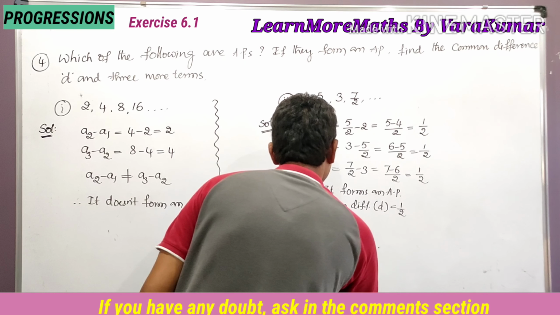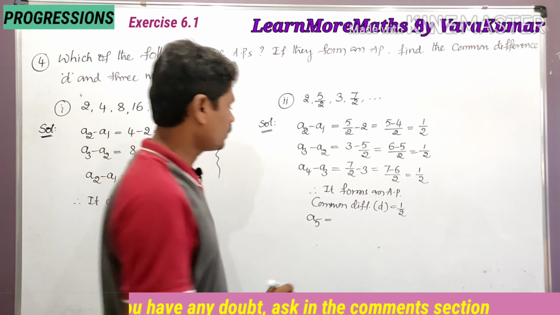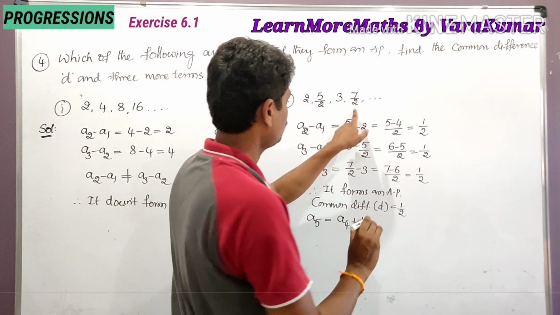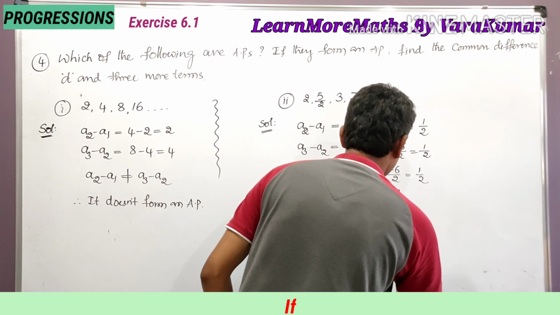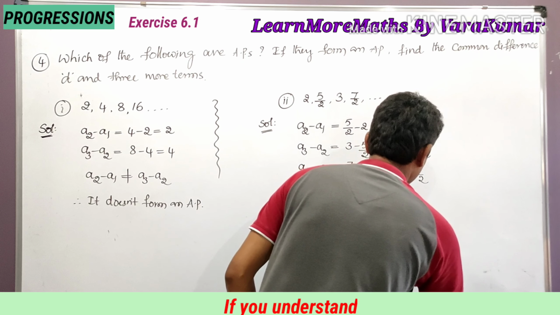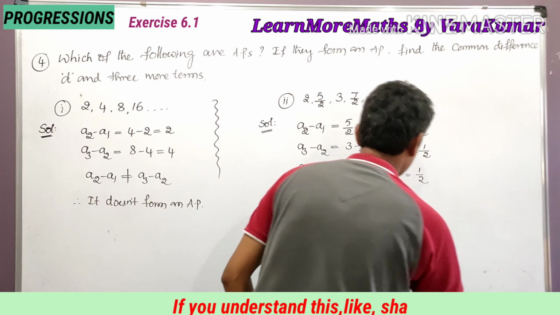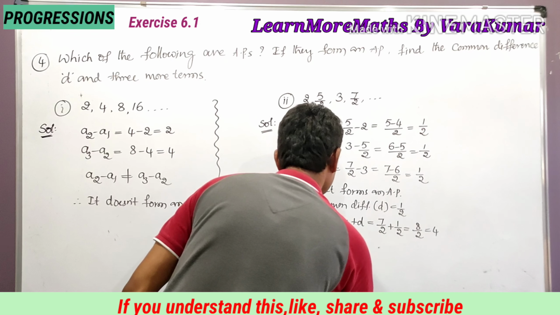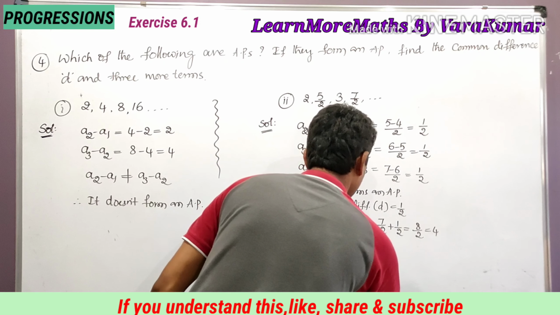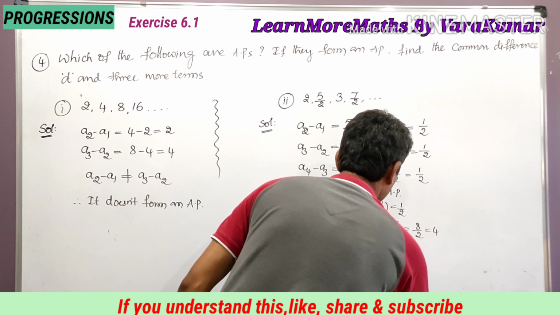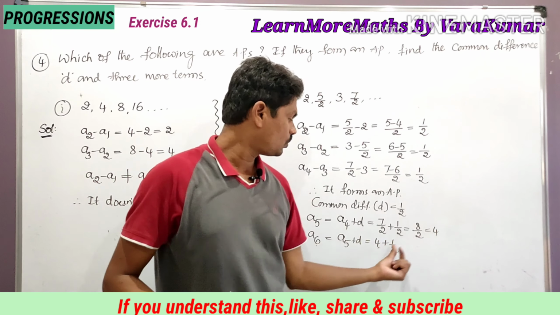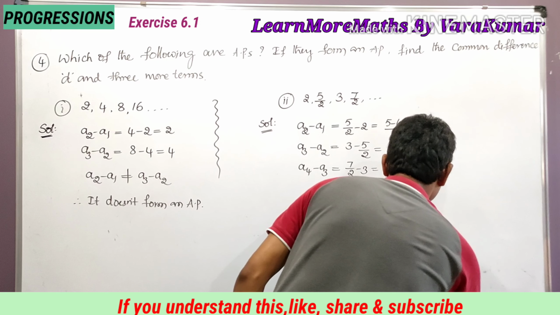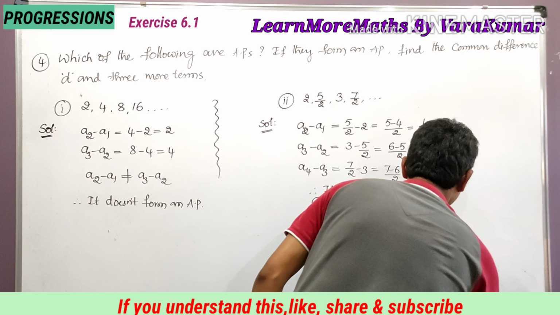How can we find A5, student? A5 is A4 plus D. A4 is 7/2 plus D is 1/2, so we get 8/2, which is 4. Next, A6 is equal to A5 plus D. A5 is 4, D is 1/2. Again we find the LCM: (8 plus 1)/2, which is 9/2.